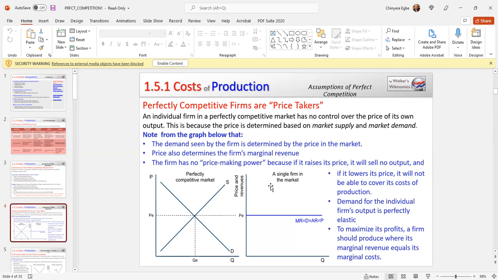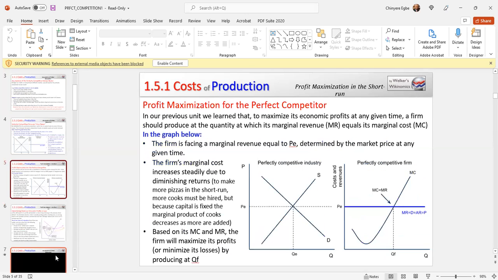But for each company, for each firm, for each seller in the market, the price is fixed. Okay, the price is fixed. You can only sell at the market price.